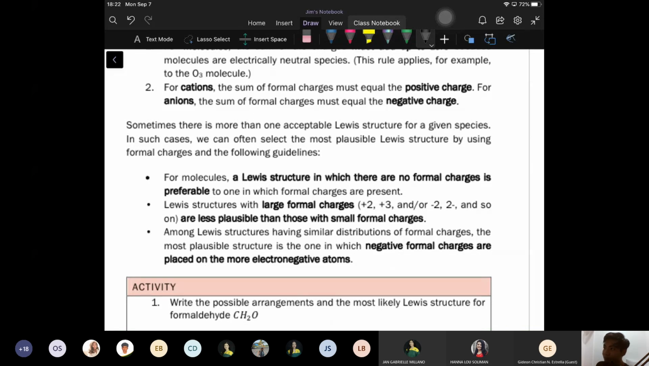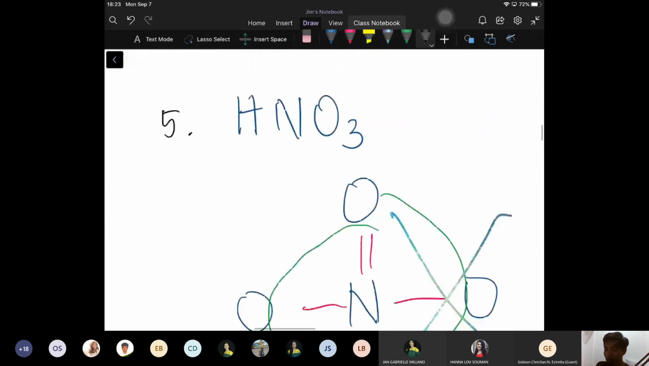Then ito ikatlo. Third rule. Among Lewis structures having similar distribution of formal charges, the most plausible structure is the one in which negative formal charges are placed on more electronegative atom. Summarize natin yung dito sa structure natin to.